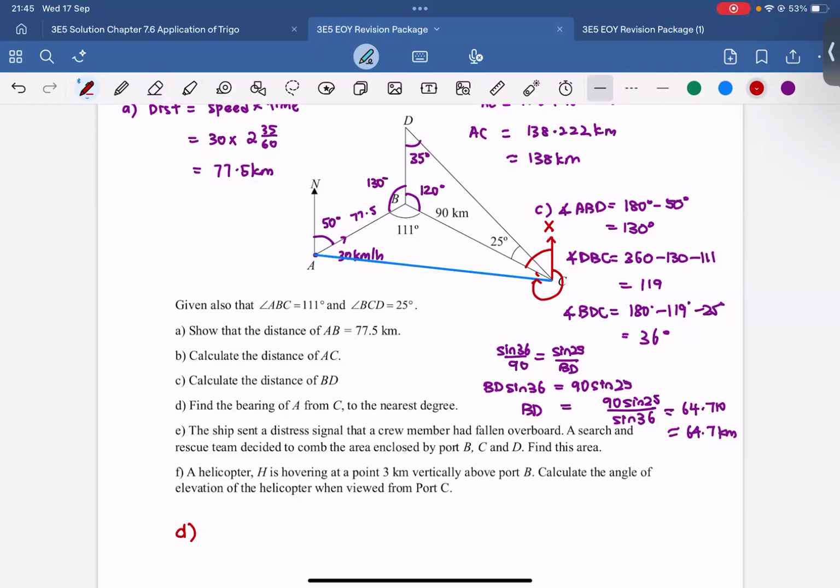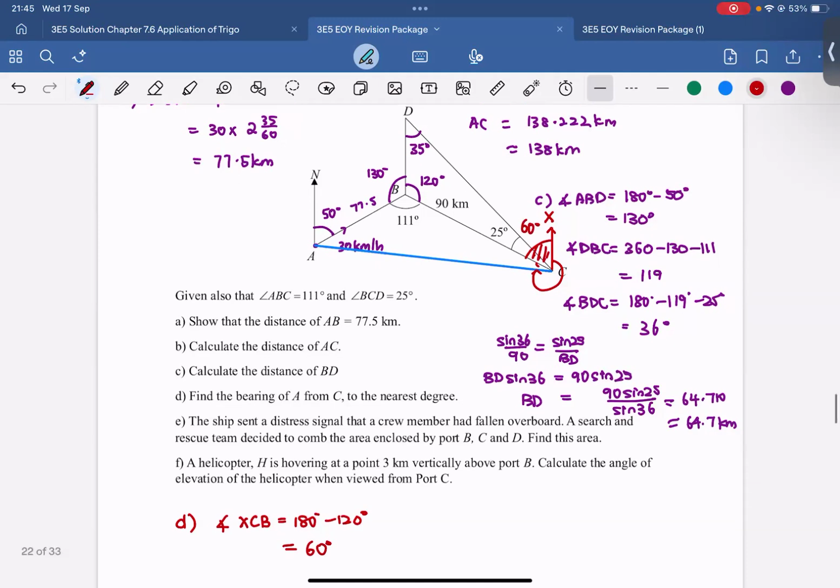So first I find the angle lah. So angle XCB is equals to 180 minus 120, correct? 60 degree. So this angle here is 60 degree. I still need to find the small angle. How to find a small angle? I have this length AC, which is 138.222. I can use sine rule to find this small angle.